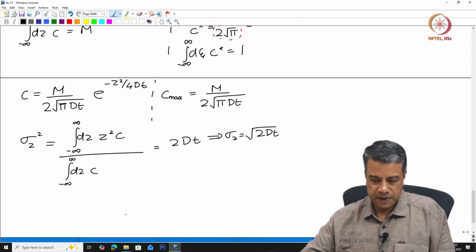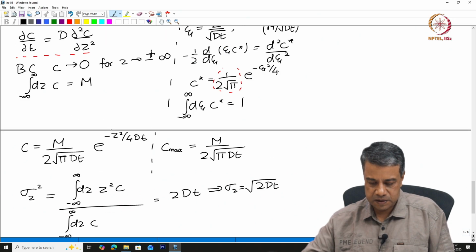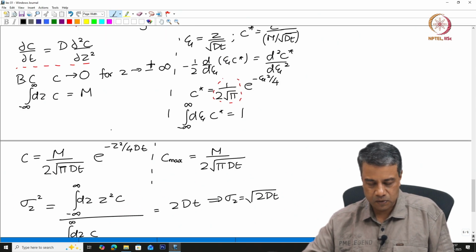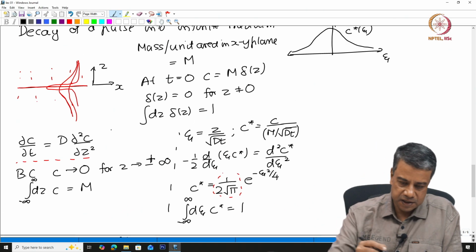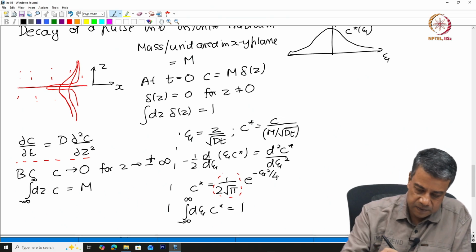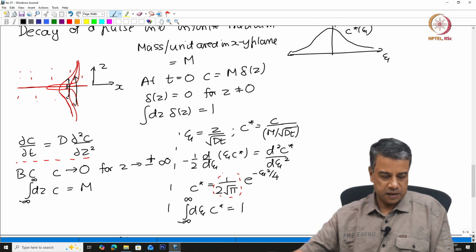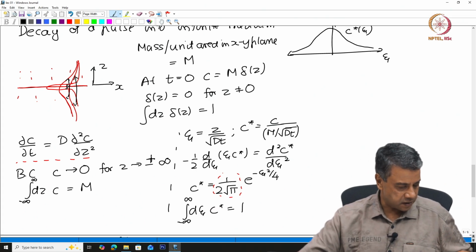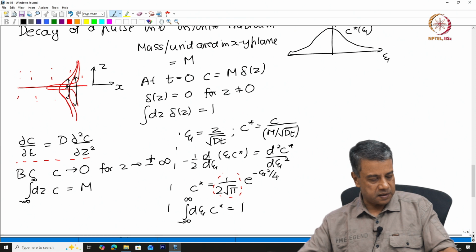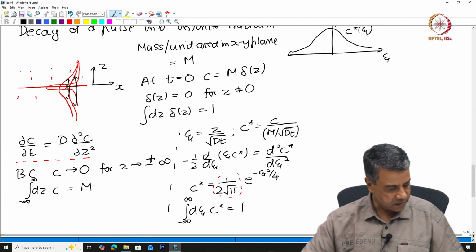So, the pulse spreads in such a way that the maximum concentration decreases as 1 over root Dt, and the spatial extent of this pulse increases proportional to root Dt, in such a way that the total concentration is a constant. So, that is the expression for the decay of a pulse.